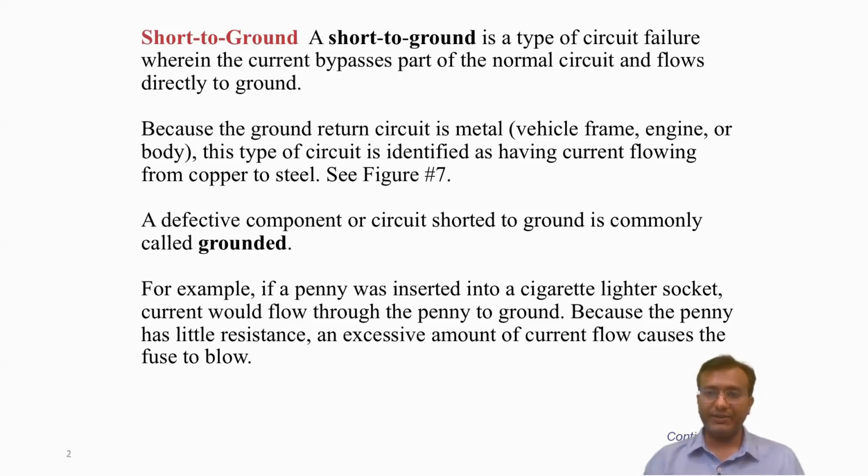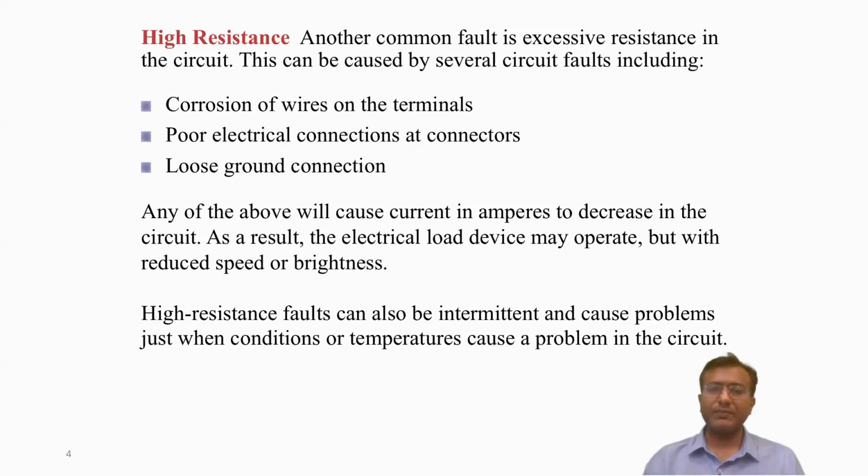Now, understanding the high resistance. High resistance in a circuit can lead to reduced performance. This can happen due to corrosion, loose connections, or poor terminal contact, causing devices like lights or motors to work slowly or dimly. If a car battery terminal is corroded, the high resistance makes it hard for current to flow freely, slowing down functions like the engine cranking.